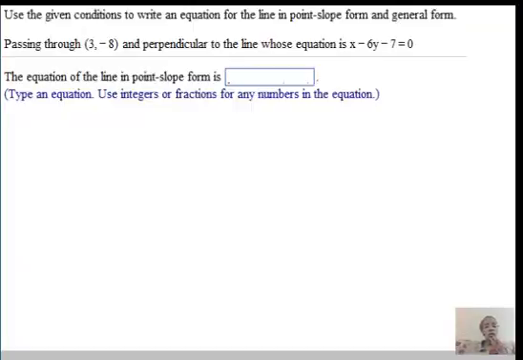Okay, so let's take a look at this question. We want to use the given conditions to write an equation for the line in point slope form and in general form. The line passes through (3, -8) and is perpendicular to the line whose equation is x minus 6y minus 7 equals 0. Well, the given line is only going to be used to obtain its slope.